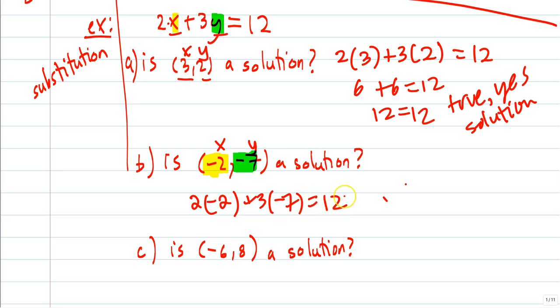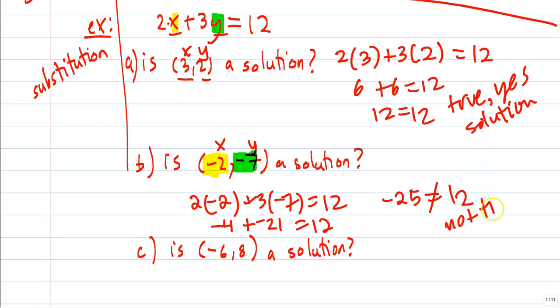equals 12. So 2 times negative 2 is negative 4, plus negative 21. I don't think it's going to work this time, because negative 4 plus negative 21, negative 25, does not equal 12. So if it's not true, then we say it is not a solution.